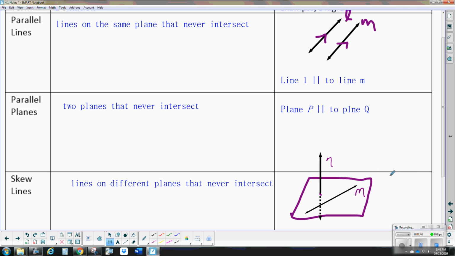But here, line N and line M are skew lines. They don't actually intersect, and if you can imagine the depth of that plane, N and M are never going to actually hit each other.